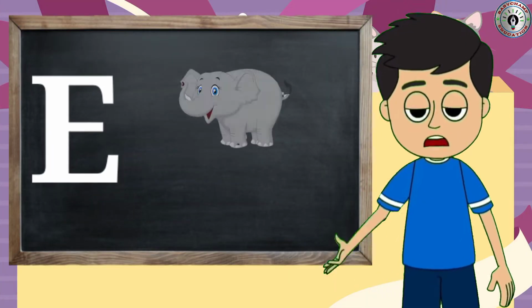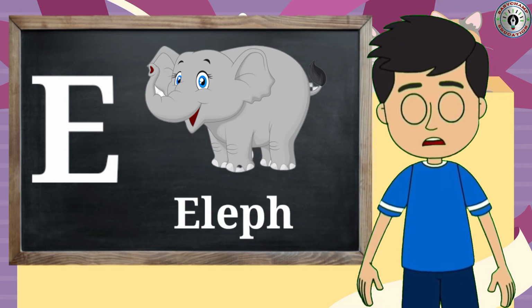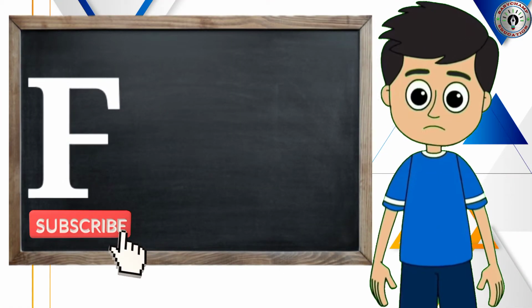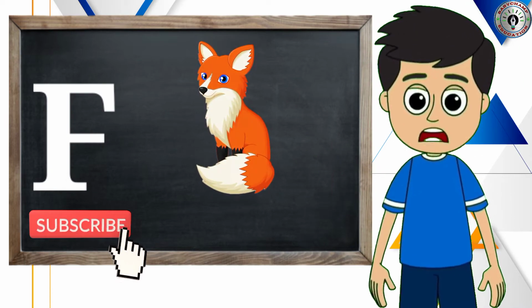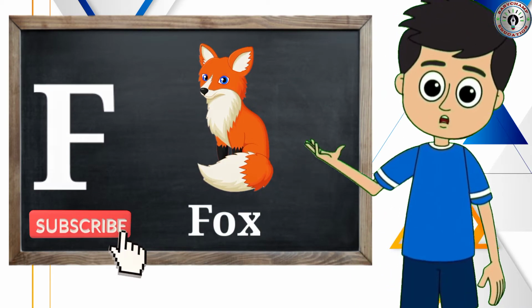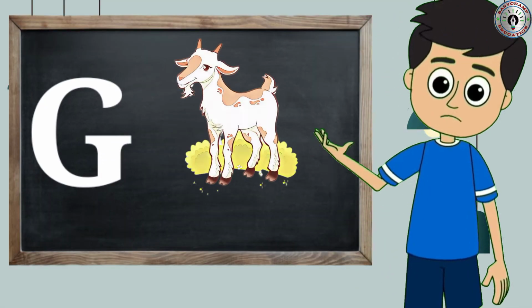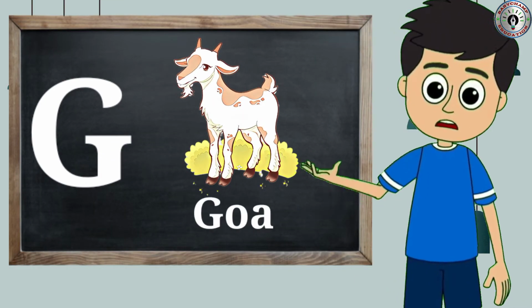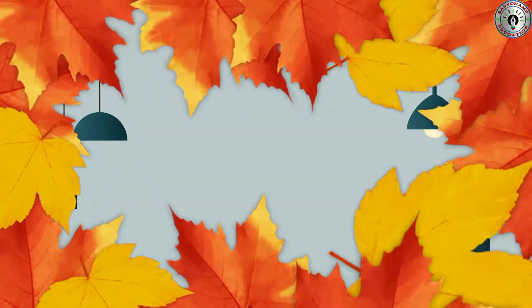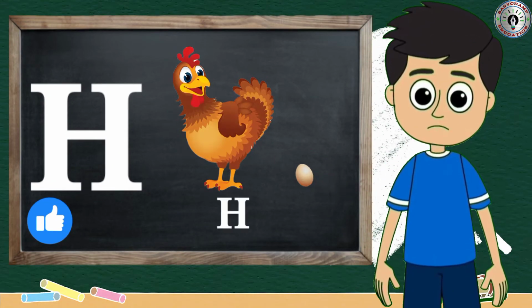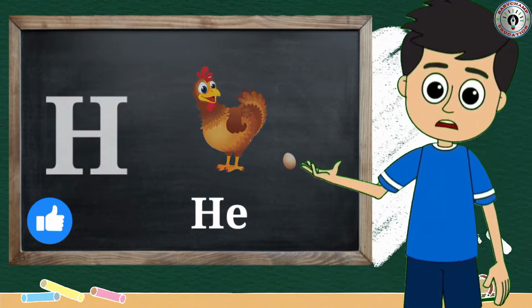E, E for elephant. E L E P H A N T, elephant. F, F for fox. F O X, fox. G, G for goat. G O A T, goat. H, H for hen. H E N, hen.